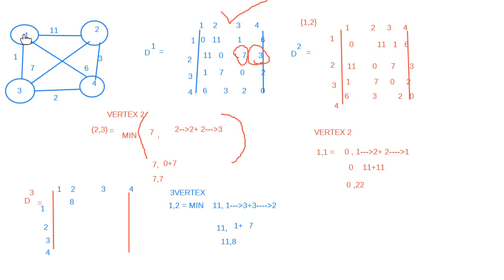See, from 1 to 2 I can reach directly, look over here in the graph. It is 11. But when I go through vertex number 3, 1 plus 7, it is giving me 8 distance. So I will prefer going through this particular vertex. Is it clear, Mohit? Yes, ma'am.